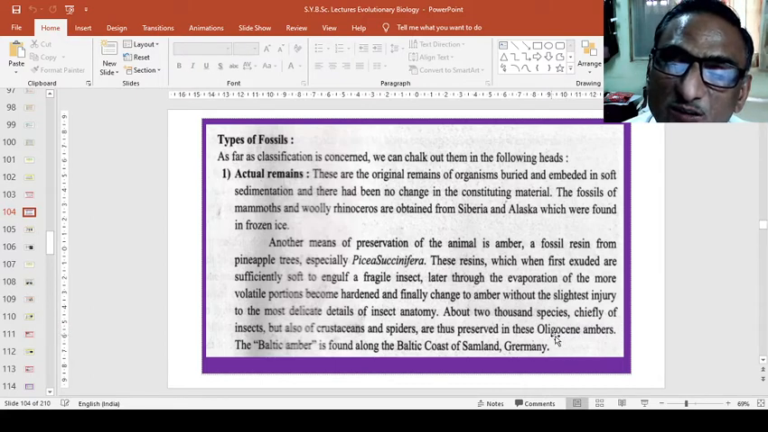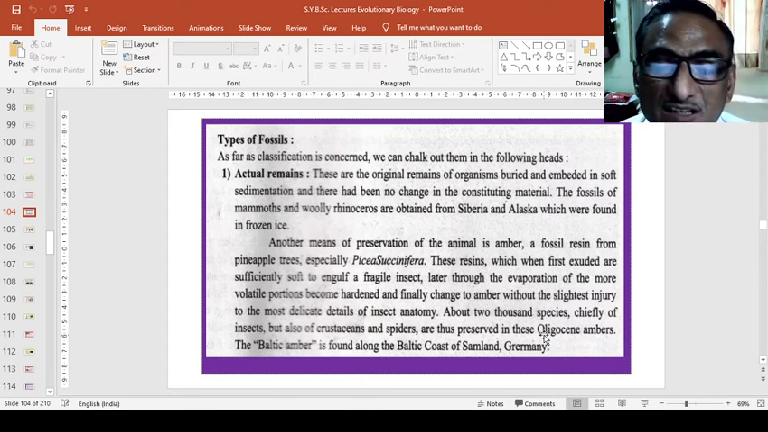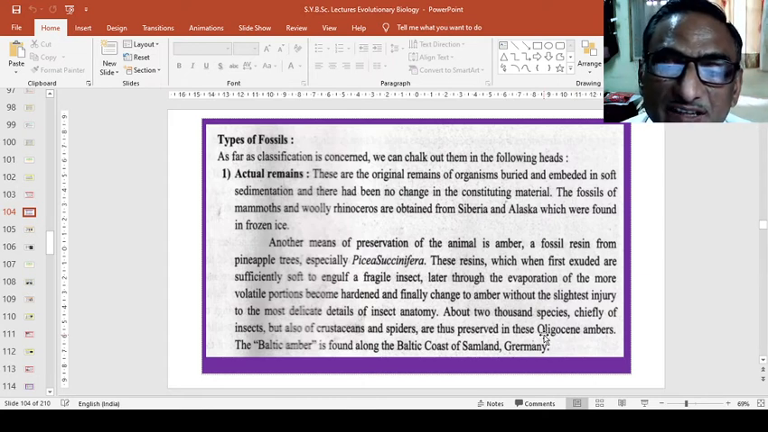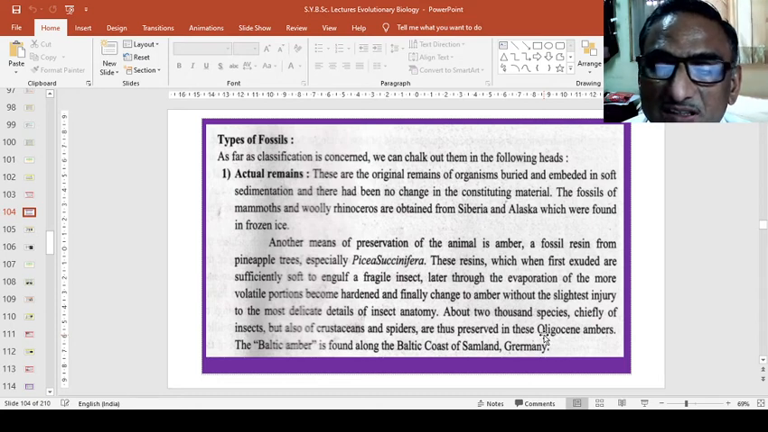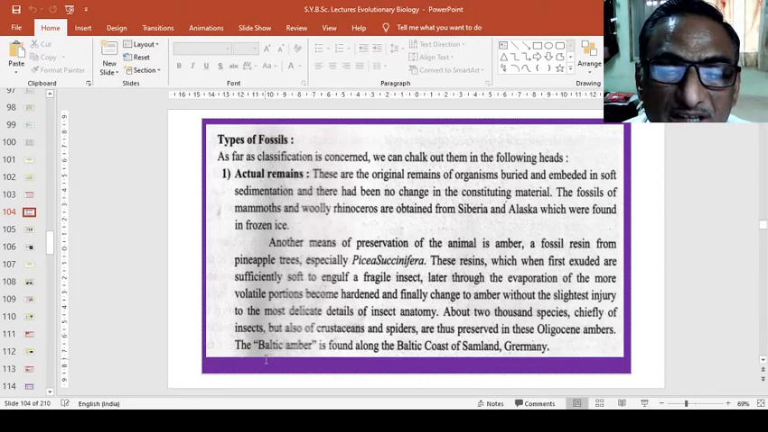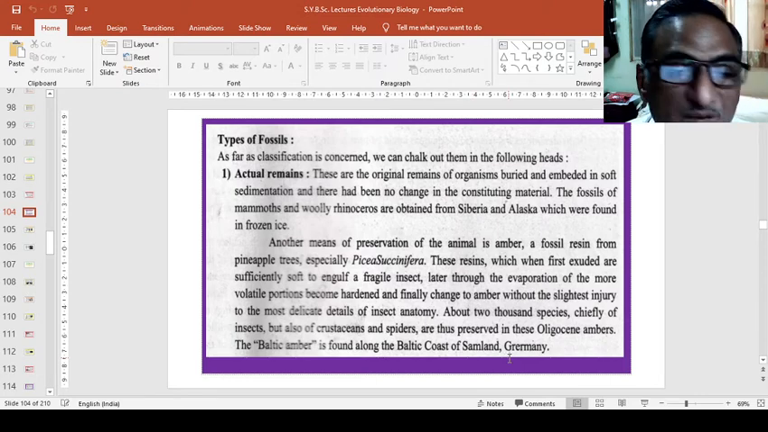And during that Oligocene period, whatever animals or insects were present there were formed as evidence for the fossil in the amber. These Oligocene ambers are called Baltic amber. It is found along the Baltic coast of Samland in Germany, therefore it is called Baltic amber.